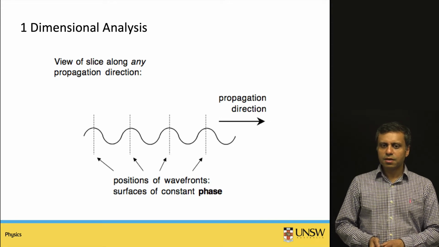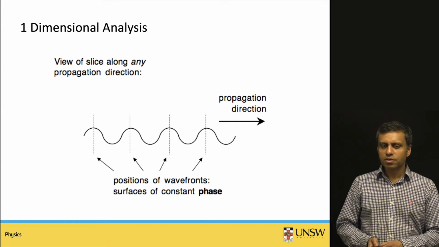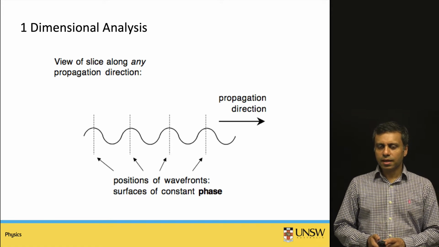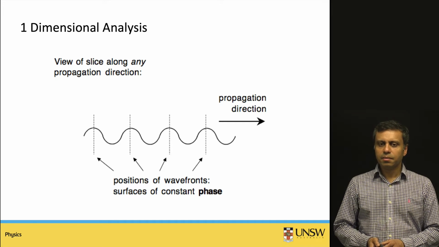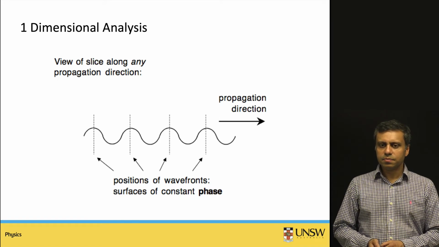So what it means is that wavefronts are surfaces of constant phase. Between any two of these dotted lines, the phase is constant. Constant means if the phase changes by a factor of 2 pi, it is basically the same.